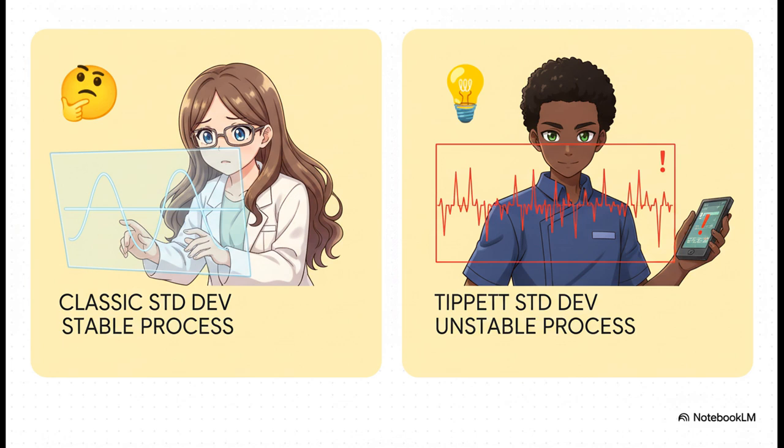But the Tippett method, using simple absolute differences, is robust. It's way less sensitive to those outliers, which makes it the far superior tool for investigating whether a process is unstable in the first place.